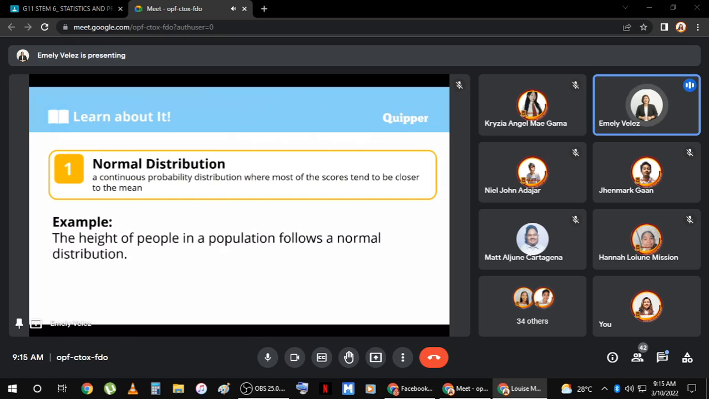PBA players, if they join a pageant, are definitely gifted in terms of height. So they are found towards the right tail of our normal distribution. They are rare cases, very rare to come up with that height. Another way around, if someone is too short, they might encounter some problem in terms of their health. So by nature, they are small.